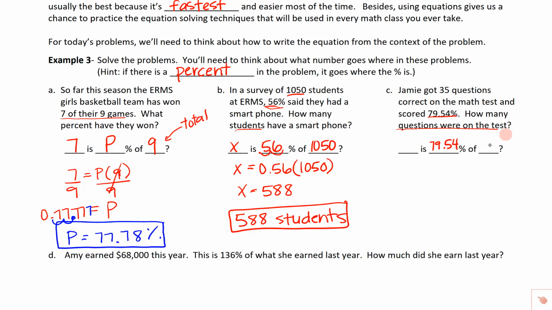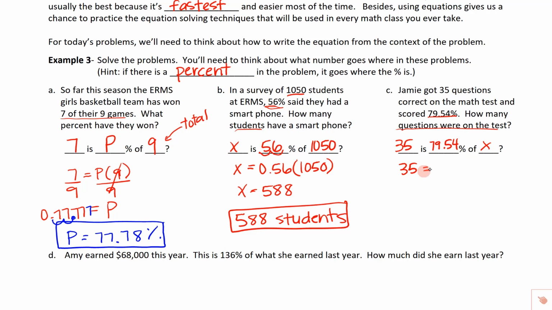We don't know how many questions are total on the test, so we're going to say x. We don't know. And then that 35 goes on the other side of the "is". You can check that by saying, yeah, I want to know what 35 is 79.54% of what? We want to know the total. So let's make an equation.